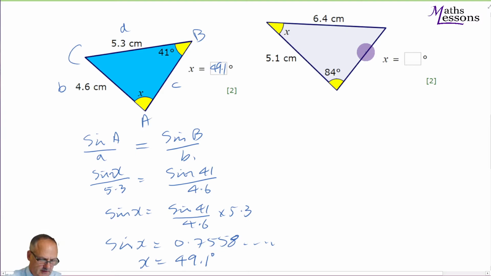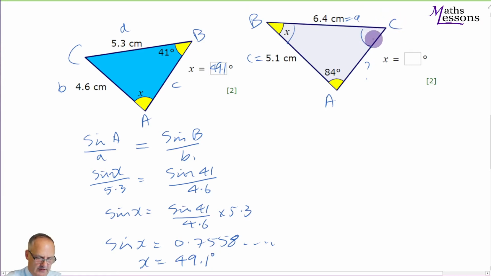Let's do this one. So we have got x here. But we don't have this side here, which is going to make things a little bit trickier. We do have, let's just make this one, it doesn't really matter what we label them. We've got A, we've got little a, we've got C, and we've got little c here. So what we can do is we can actually find this angle here first, the C one.